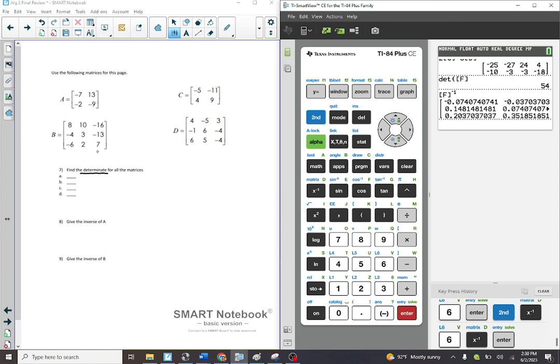All right, use this to your advantage. Make sure you have a calculator, especially for the matrices.